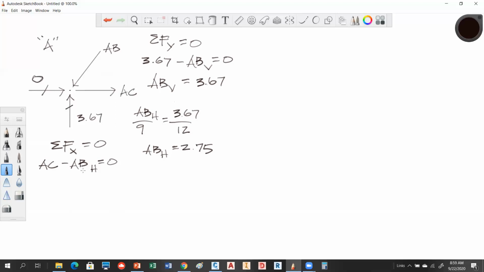If we plug that 275 back into here, what does that tell us about AC? Plug that in, it's a negative, right? Comes over as a positive. It tells us that AC is a what? 275. Everybody agree with that? Nobody agrees with it?